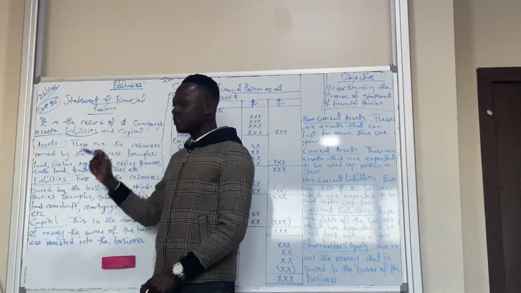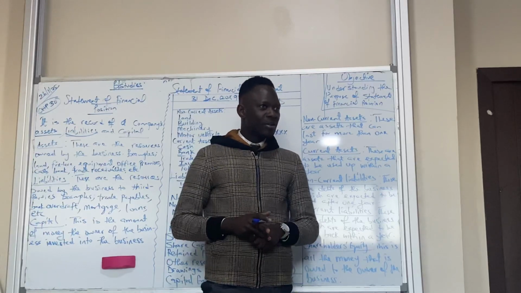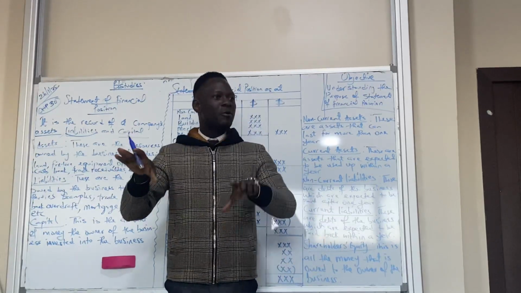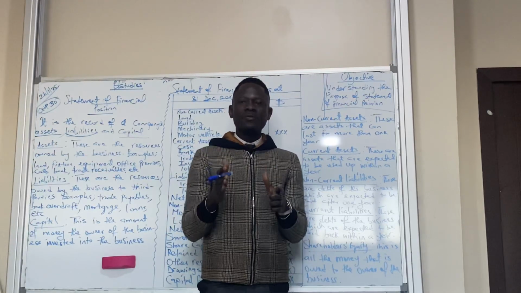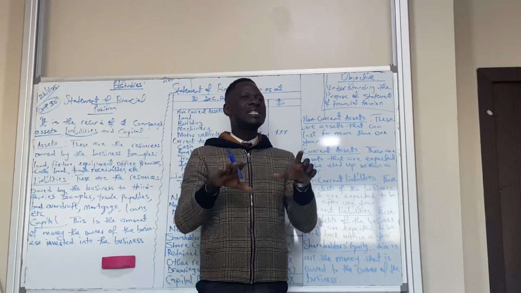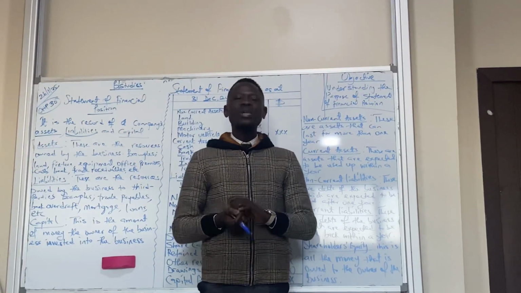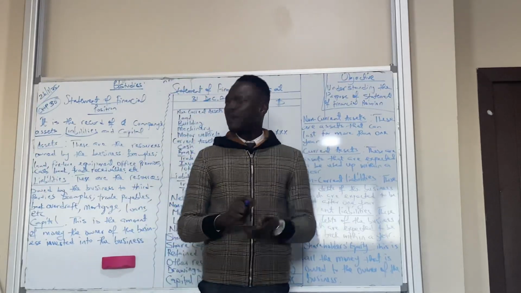Then we have capital. The owners of this school would have put money into this school, because the school has to be treated differently from the owners. We call it business entity. So the business must be different from the owners of the business. Whatever amount the owner puts into the business has to be treated as capital.